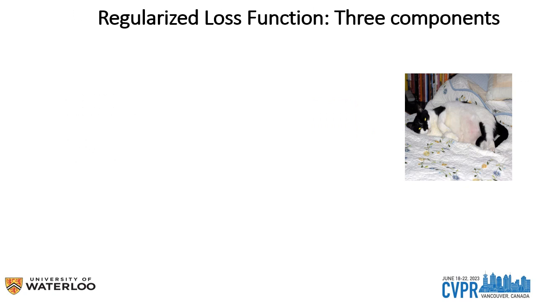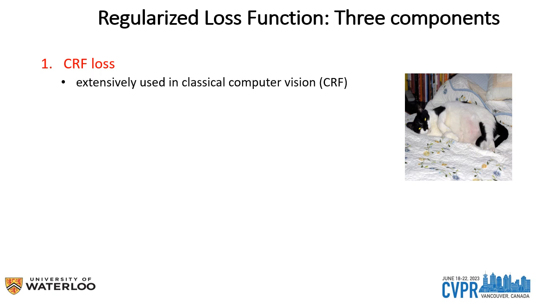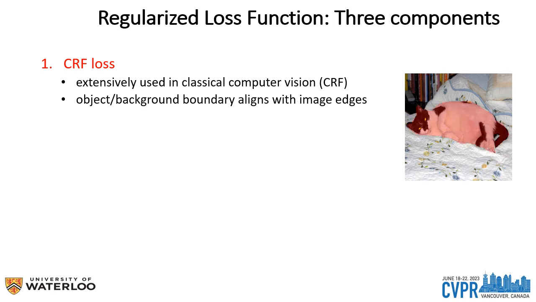For test time training, we design a suitable regularized loss function. It consists of three components. The first component is CRF loss. As explained on the previous slide, CRF loss encourages object boundaries to overlap with image intensity edges. It cannot be used by itself, however, since the optimal solution for CRF loss is either everything assigned to the foreground or everything assigned to the background.